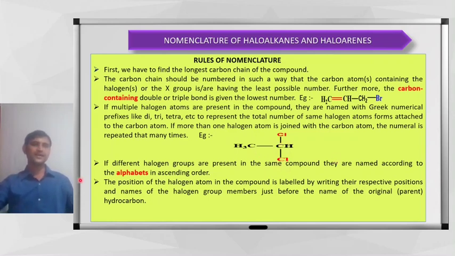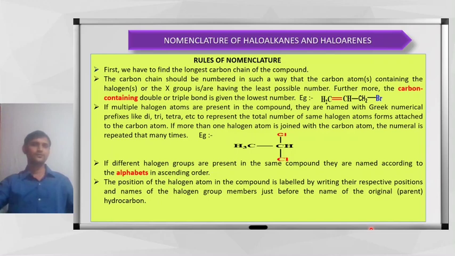Okay, now next, if different halogen atoms are attached to the same compound, then they are named according to alphabetical order. So that is also important. If bromine and chlorine are present in one example, then we take bromine first because of alphabetical order. The position of the halogen atom in the compound is labeled by writing its respective position, and then the halogen group name is written just before the parent name.